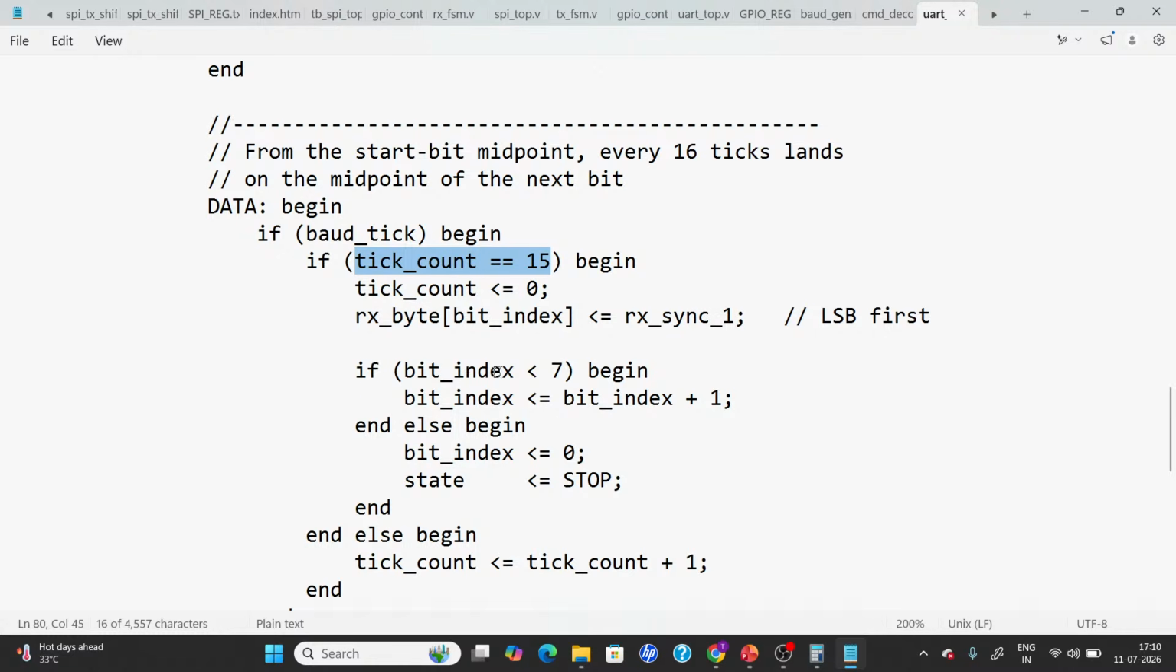Okay. And if bit index is less than 7, since I have a total of 8 bits of data right now, here I'm writing the logic for checking how many bits of data I have. So if bit count is less than 7, I'm going to increment it. Or else I'm going to make it 0. That means I have sampled all the data and I'm going to the stop state. This is the logic I'm going to write here. Okay. Is it clear, guys?